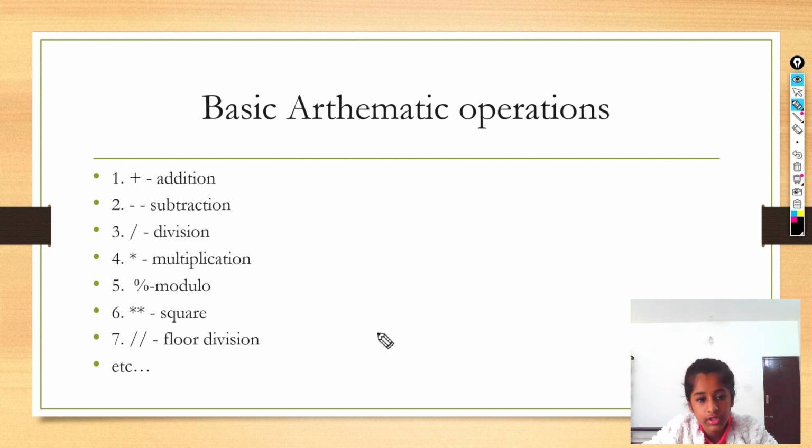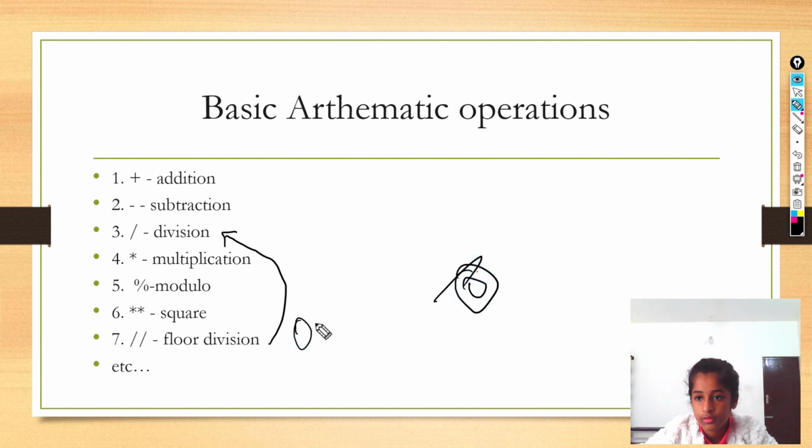And now what's floor division? When you divide it 2 times, it's called a floor division. It's similar to the division itself, but when you get the remainder, if you get 0, the floor division is going to be 0 itself. So this is called floor division.